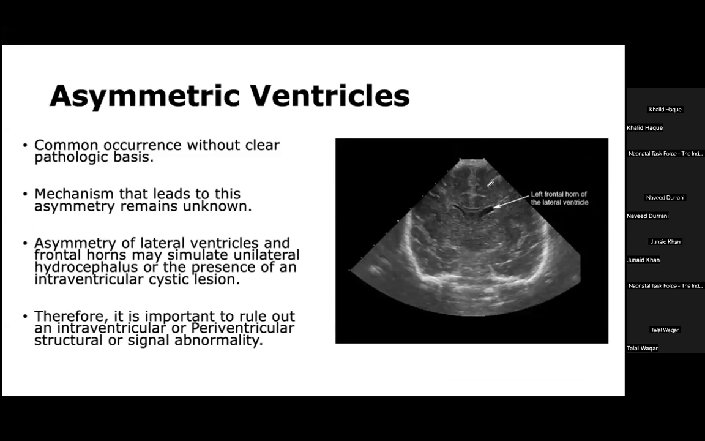In the normal ultrasound in normal babies, it is a very common occurrence to see asymmetry of the ventricle, especially on the left side. If you see here, this is a little bit big as compared to the right. The mechanism why it is bigger is still unknown. And it is very important that if you find asymmetry, to see it in a different plane as well, so as not to confuse it with hydrocephalus. Thank you.